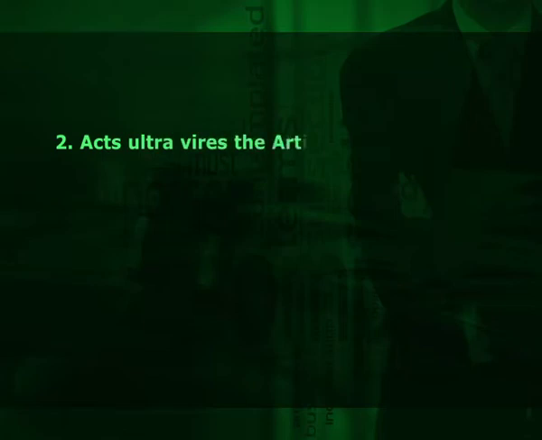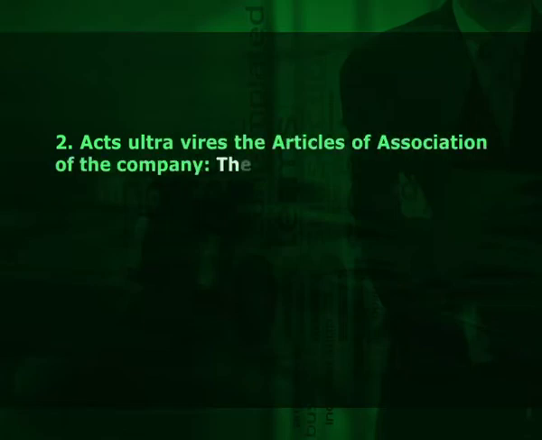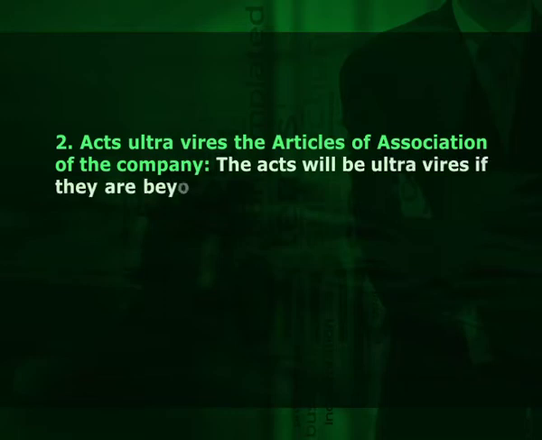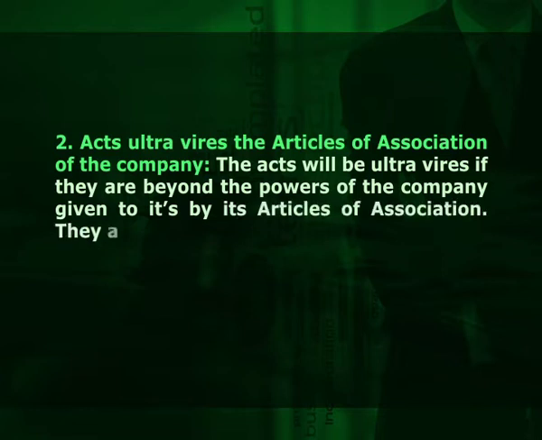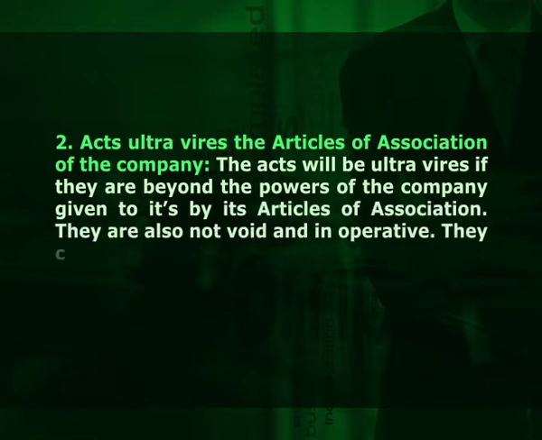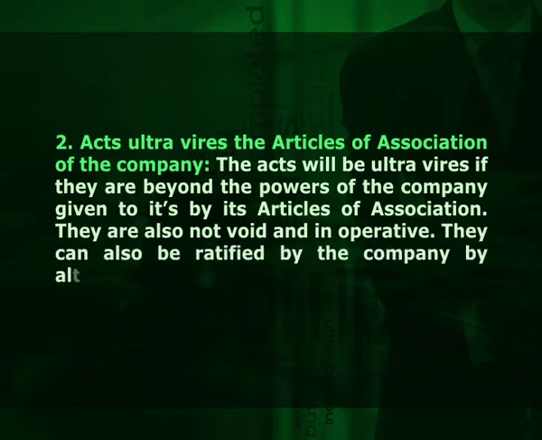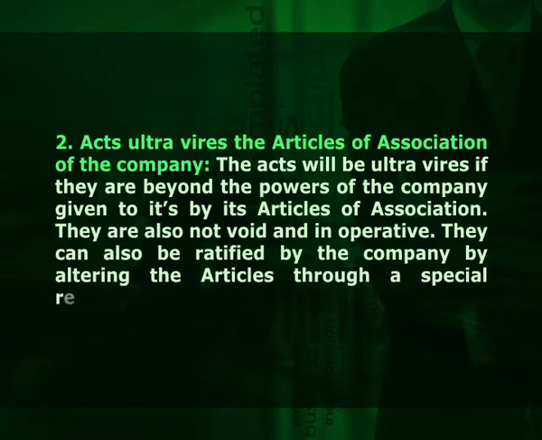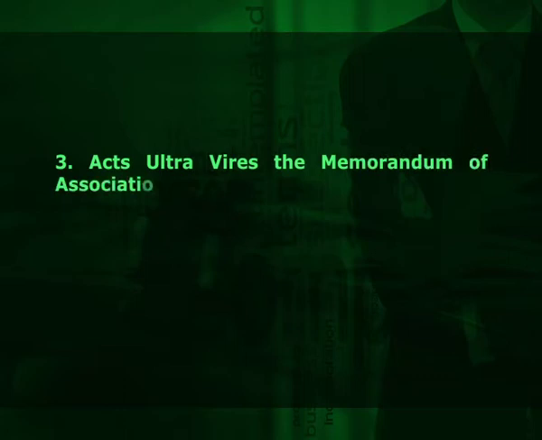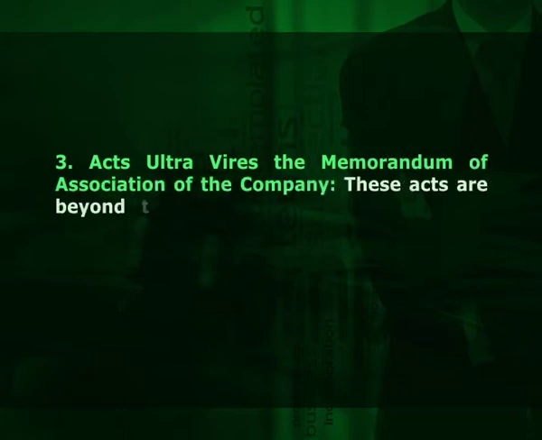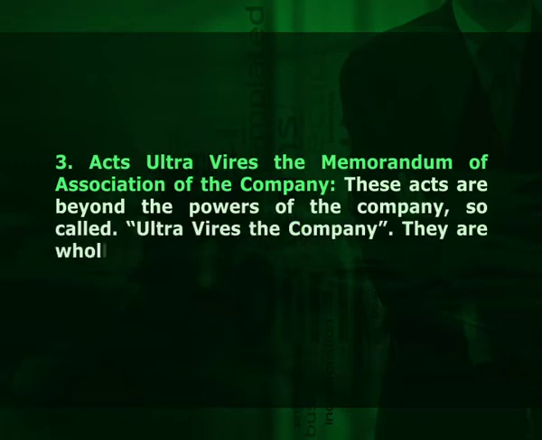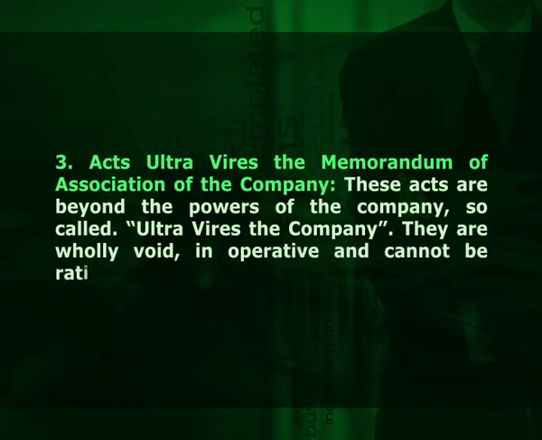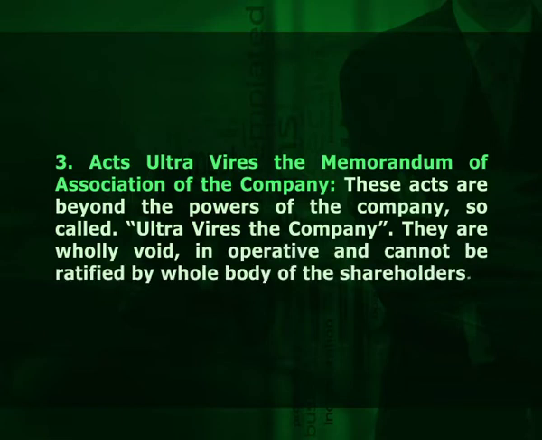Second, acts ultra vires the articles of association of the company. The acts will be ultra vires if they are beyond the powers given to the company by its articles of association. They are also not void and inoperative. They can be ratified by the company by altering the articles through a special resolution. Third, acts ultra vires the Memorandum of Association of the company. These acts are beyond the powers of the company, so called ultra vires the company. They are wholly void, inoperative and cannot be ratified by the whole body of the shareholders.